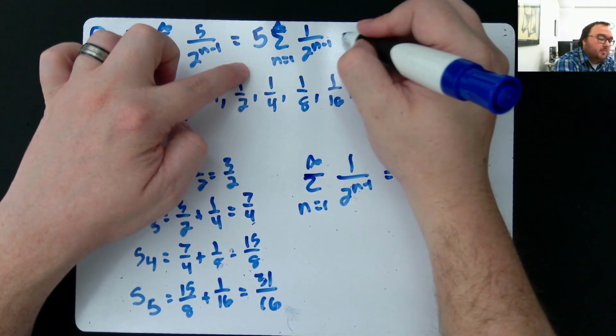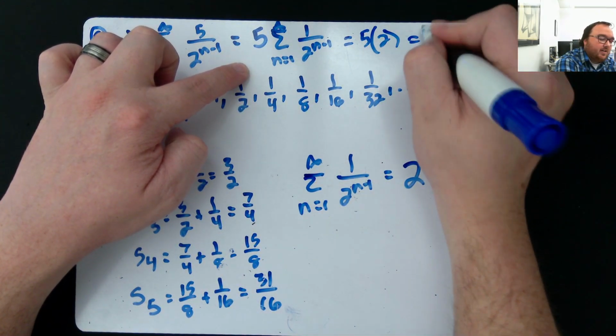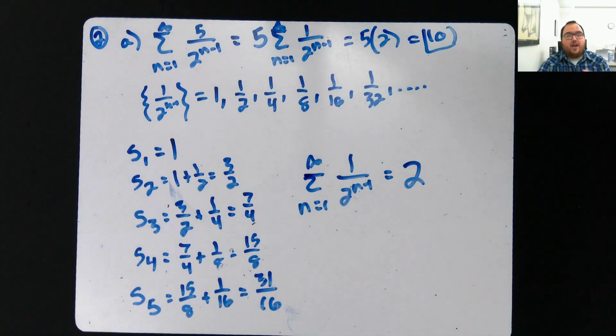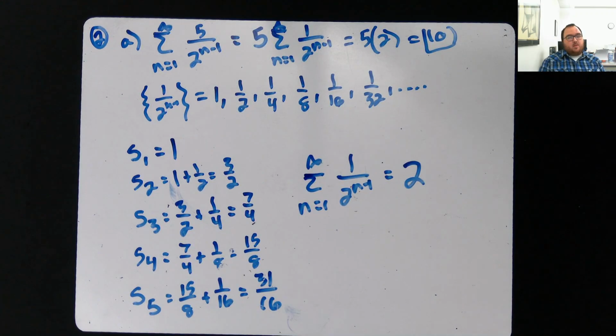So this becomes 5 times 2, and 5 times 2 is 10. So the sum of every term, 5 over 2 to the n minus 1, that sum, if I added them all up, would be equal to 10. Does that make sense? Let me know.